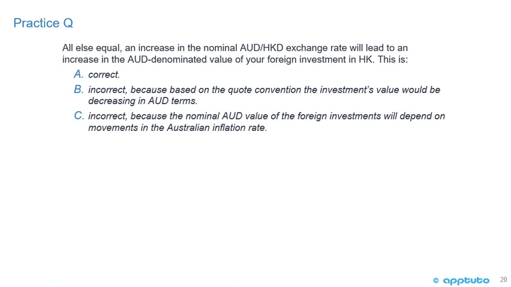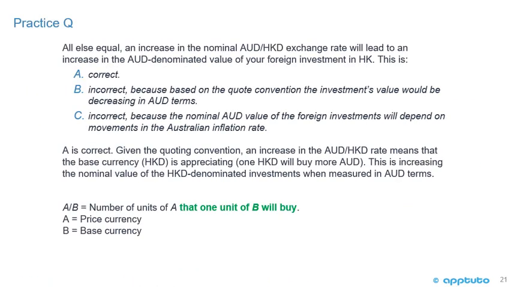So again, another quick practice question. All else equal, an increase in the nominal AUD over HKD exchange rate, that's Aussie dollars over Hong Kong, will lead to an increase in the AUD denominated value of your foreign investment in Hong Kong. This is A, correct, B, incorrect, because based on the quote convention, the investment's value would be decreasing in Aussie dollar terms, or C, incorrect, because the nominal Aussie dollar value of the foreign investments will depend on movements in the Australian inflation rate.